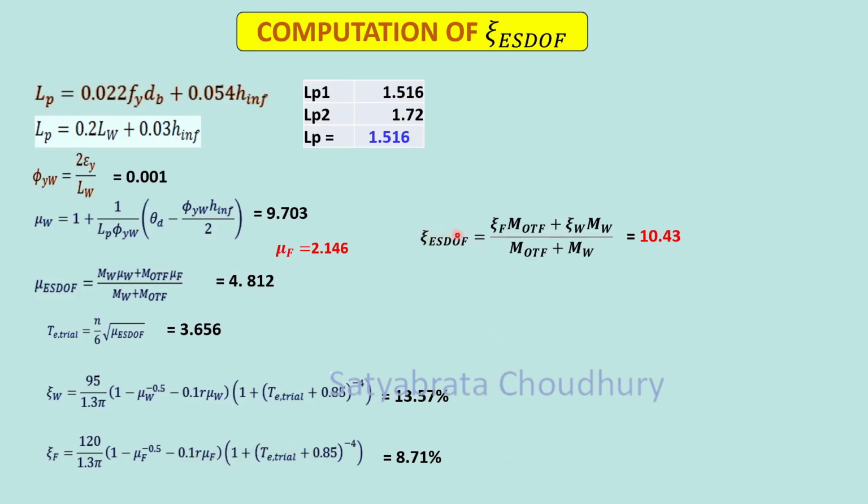The damping of the equivalent single degree of freedom system is the weighted average. So it is xi f MOTF plus xi w MW upon MOTF plus MW. So this is coming out as 10.43%. So this is the damping in the equivalent single degree of freedom system.